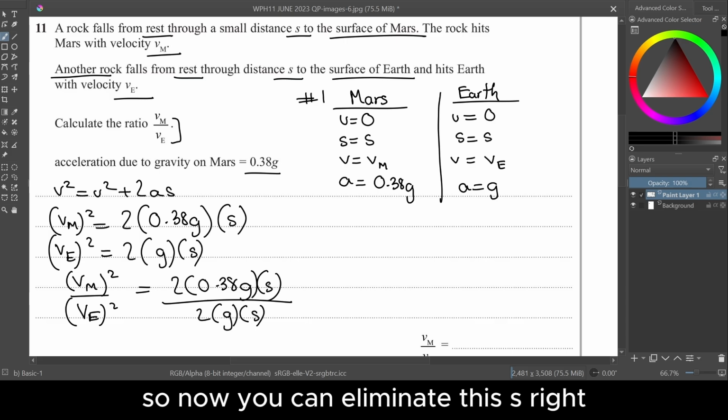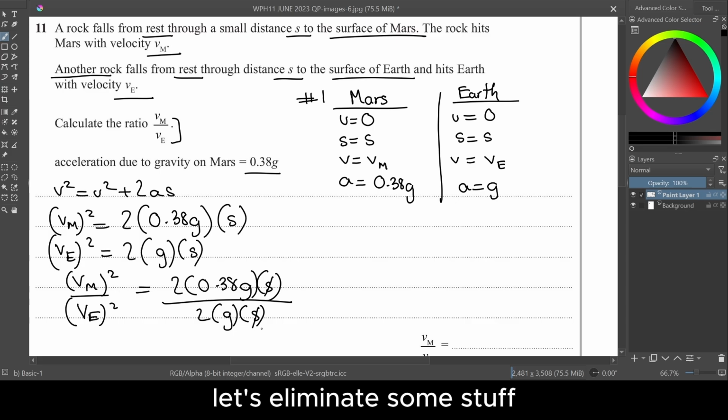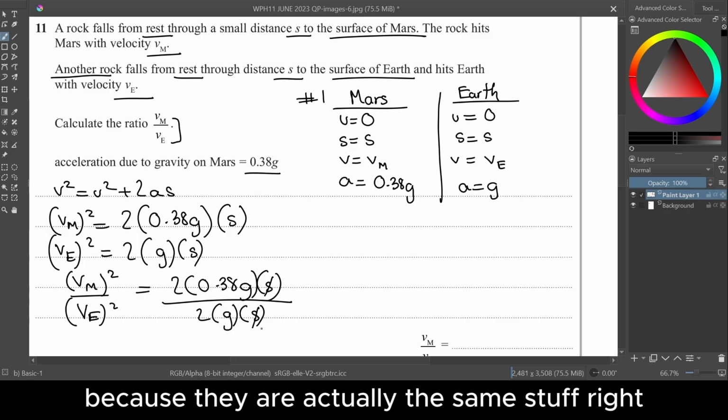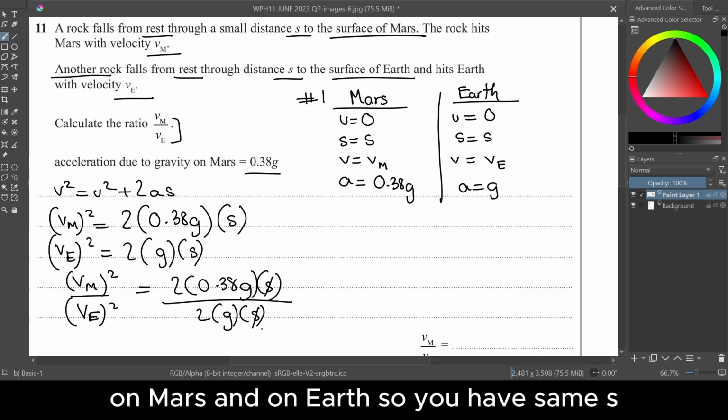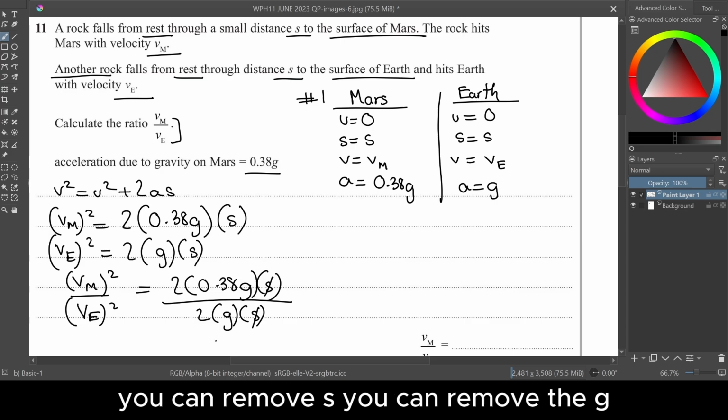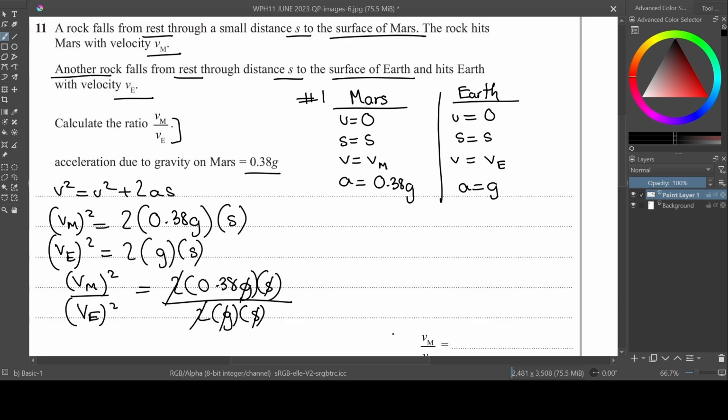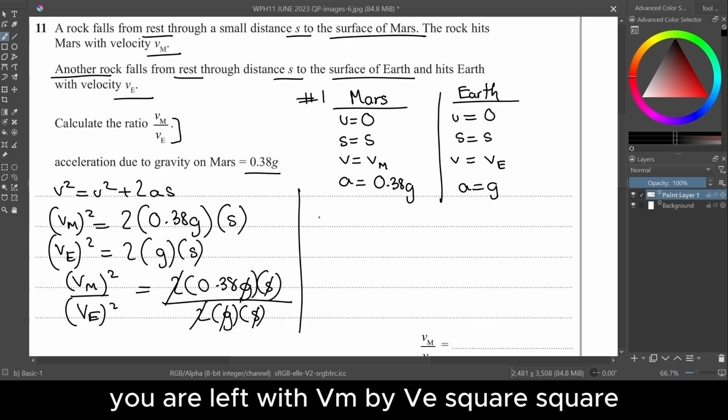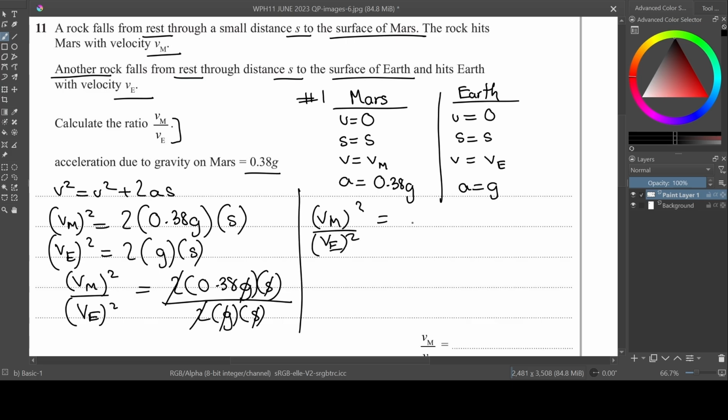So now you can eliminate this s. Let's eliminate some stuff because they're actually the same on Mars and on Earth. You have the same s, you can remove s, you can remove the g, you can even remove the 2. Now what are you left with? You are left with (vm by ve) squared equals 0.38.